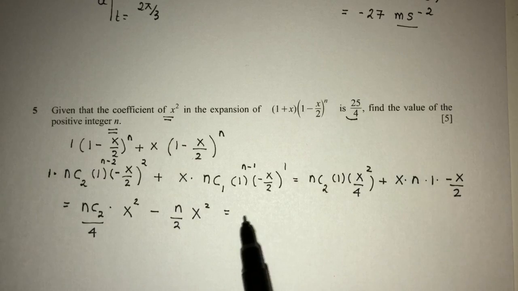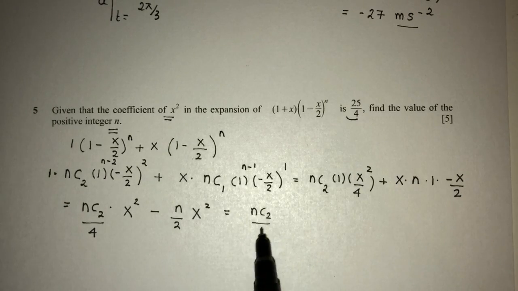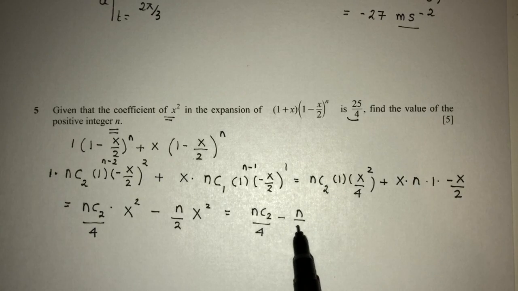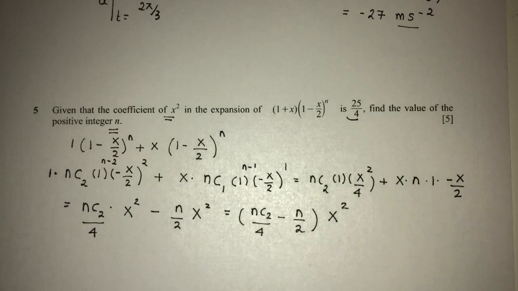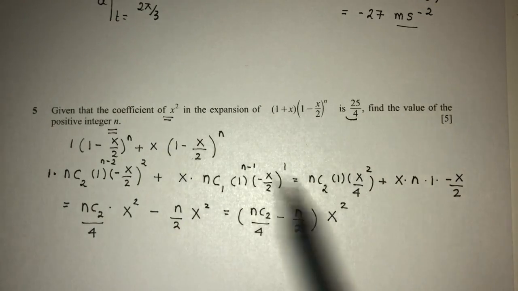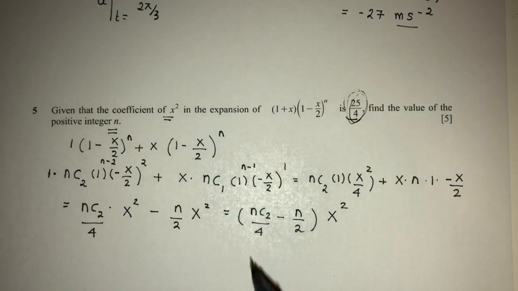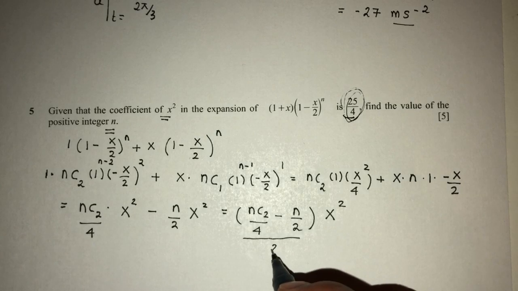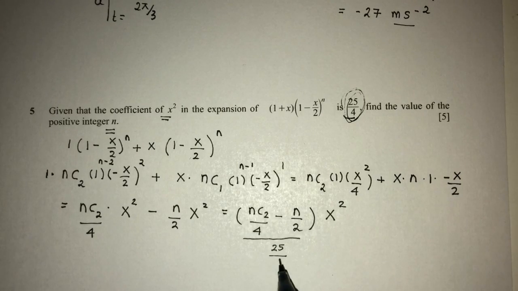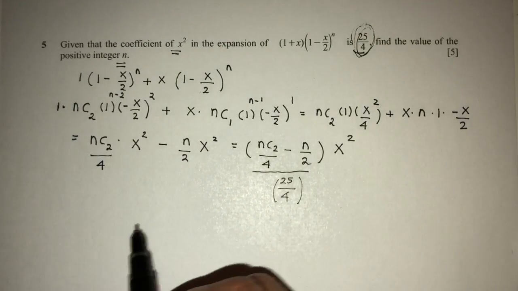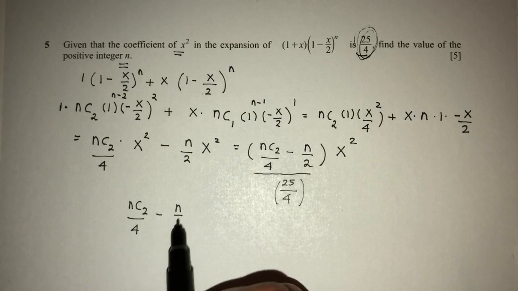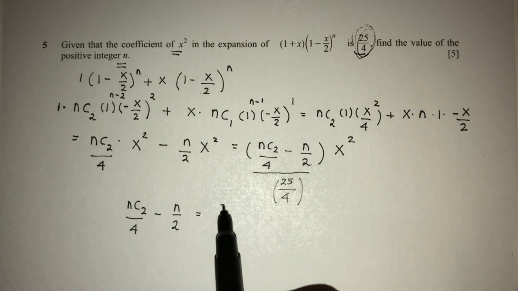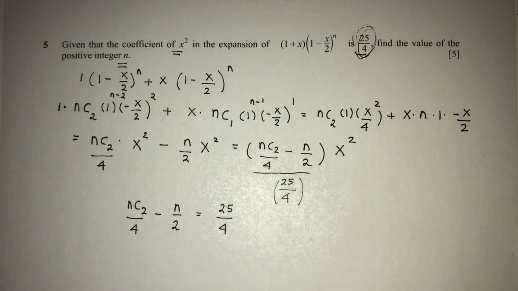Factorize the x squared outside, you will have n choose 2 over 4 minus n over 2, factorize the x squared outside. Now let's see what we have. So we know that the coefficient of x squared is given by this value, right? So we know this has to be 25 over 4. So we have to equate this to this. So right now we have a new equation, which is n choose 2 over 4 minus n over 2 has to give you 25 over 4. Okay, so that is our main equation.